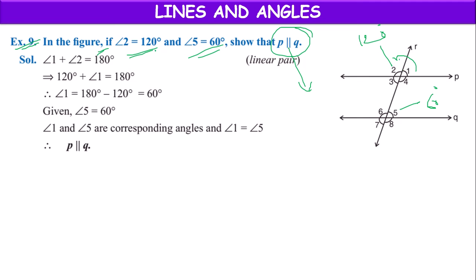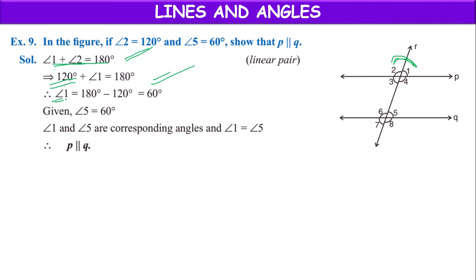So here, angle 1 plus angle 2 will form a linear pair. So 1 plus 2 equals 180 degrees. In that, the value of angle 2 is 120 degrees, and we keep angle 1 as it is, equal to 180. So angle 1 will be 180 minus 120 equal to 60 degrees. So angle 1 we have got 60 degrees.